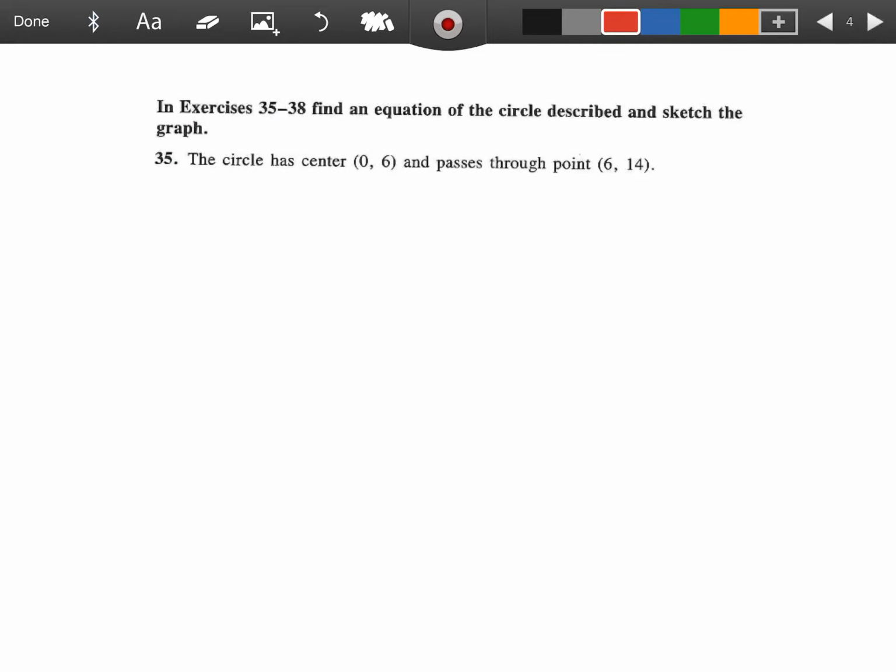All right, let's do one more problem. This one is a little bit more challenging, but we are going to just think through it using what we know about circles and what we know about the distance formula. So we want to find an equation of the circle and sketch the graph. I'm going to start just by sketching it.